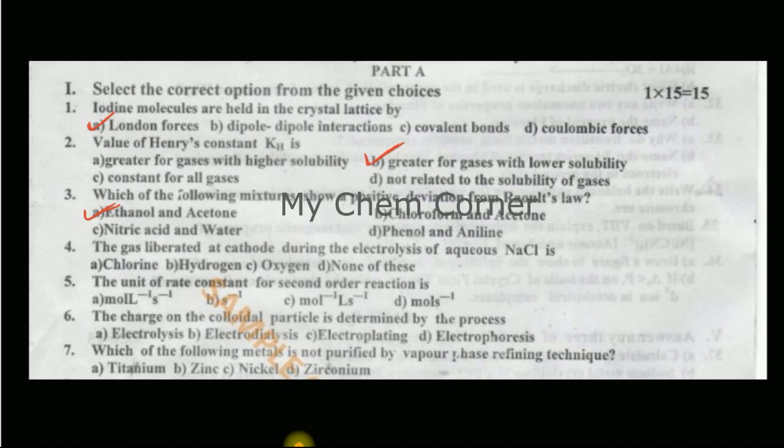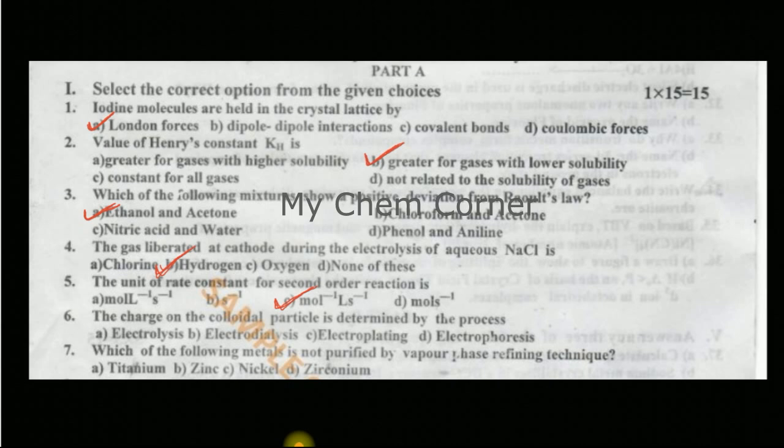Alright. Now, next one. Gas liberated at cathode during electrolysis of aqueous NaCl is, when you try to do aqueous NaCl, what is happening? You have water involved in it, you have NaCl involved in it. When they all undergo electrolysis, at cathode, hydrogen gas is liberated. Got it? Now, the unit of rate constant of a zero order reaction is a repeated question from chapter 1. It is nothing but mol L inverse s inverse.